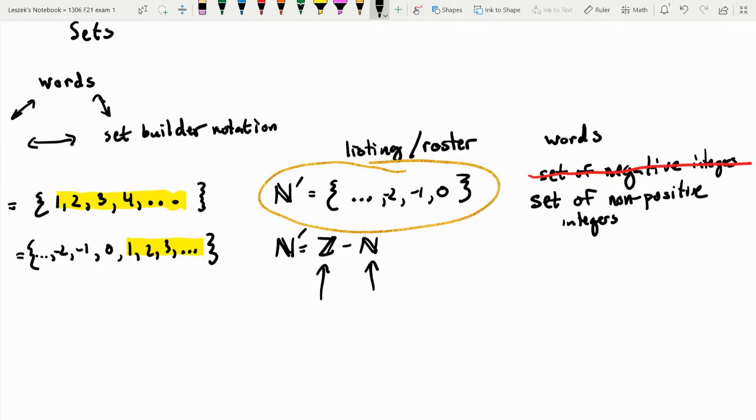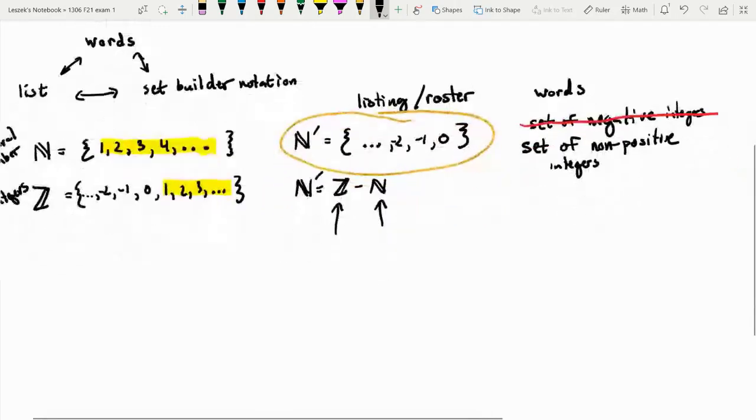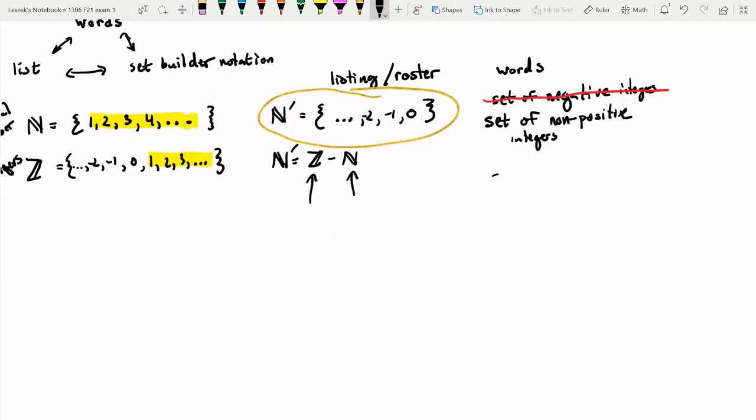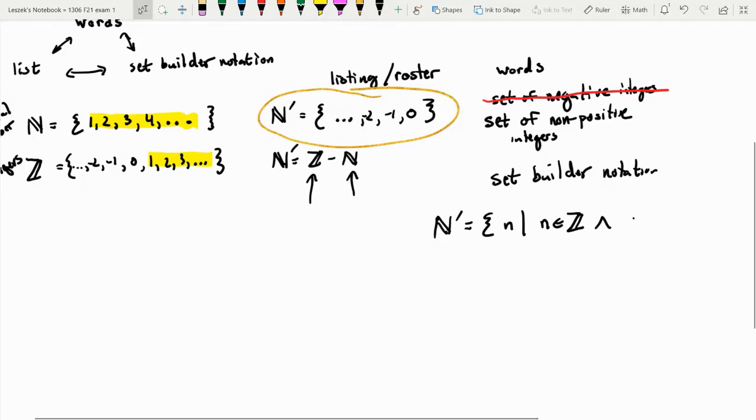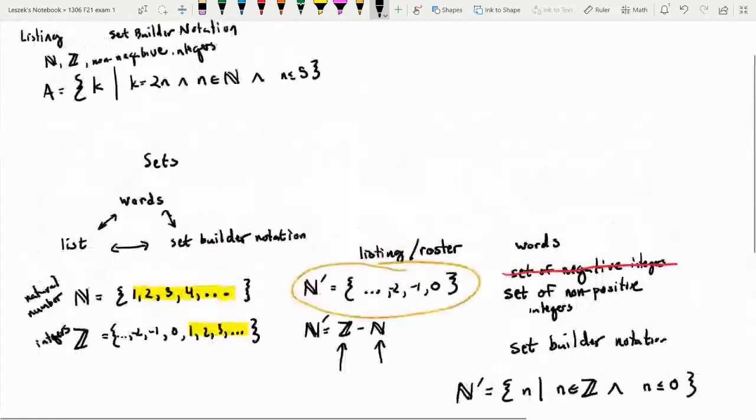And so then the third way to describe this set would be, I guess, using set builder notation. So here we're going to say that our set, the complement of the natural numbers, is all numbers where, first of all, it has to be an integer. And I'm using the conjunction symbol that you might have learned already. And that this integer has to be not positive, right? So at most 0. All right.